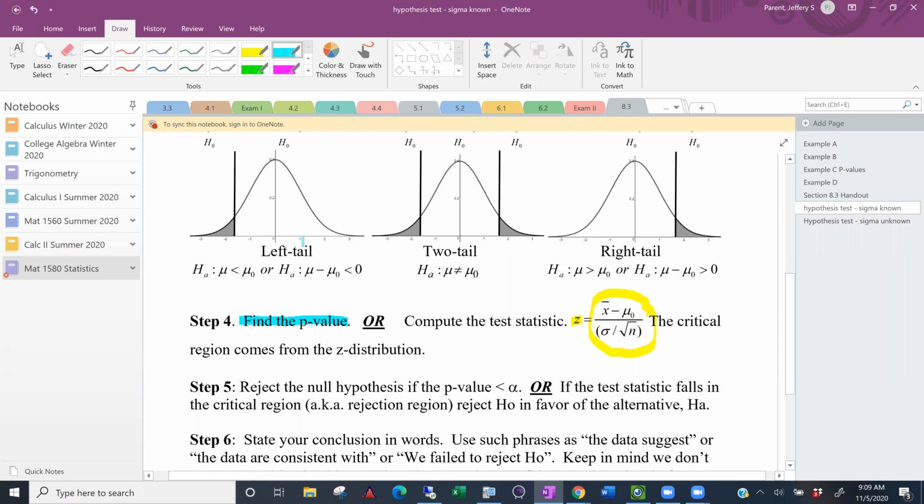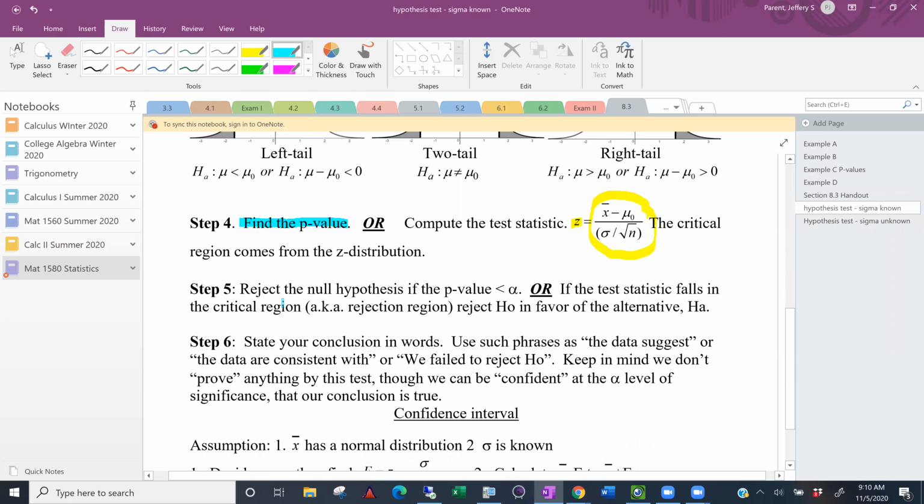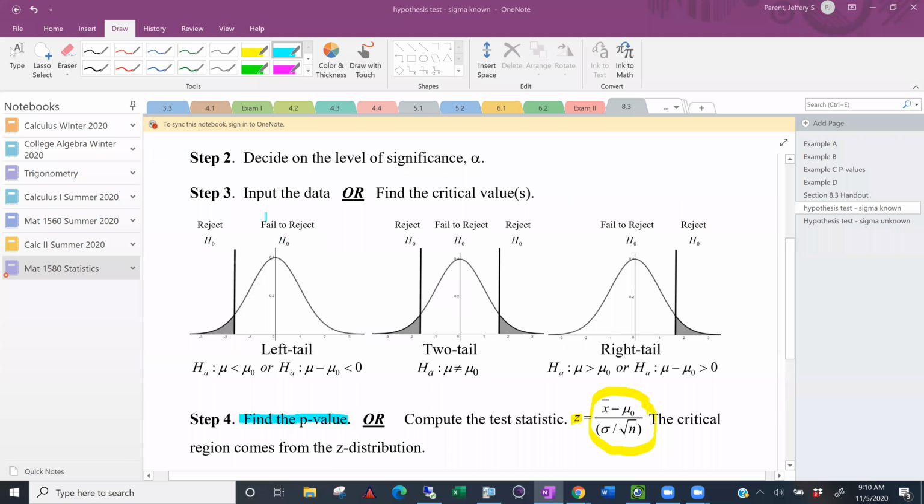And it's going to make our life a lot simpler because we won't have to look up critical values from the z-distribution, etc. So on your handout where it says do this or that, I think I've set this up so we're going to be geared towards doing the first part of this. It is find the p-value, reject the null hypothesis if the p-value is less than alpha, and then state your conclusion in words.